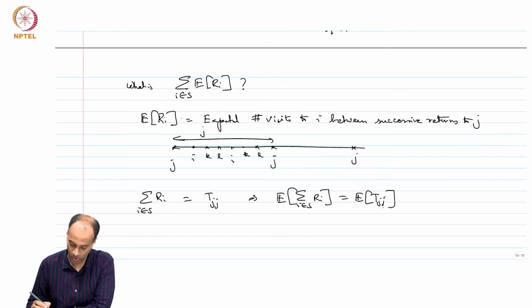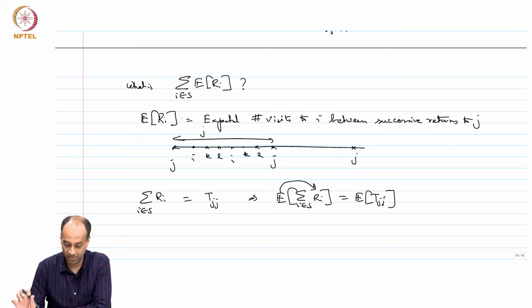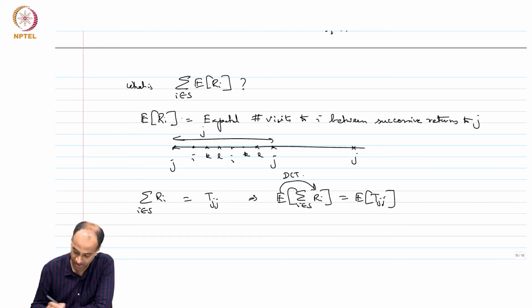Okay. So, if you are willing to move this expectation inside this infinite summation, which is justified by dominated convergence theorem, okay, then you can argue that sum over I expected Ri.